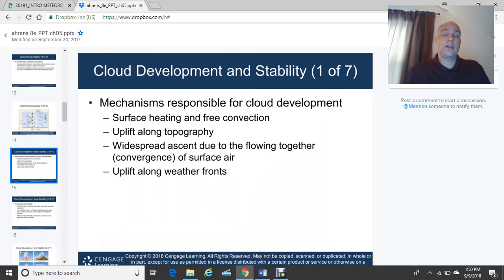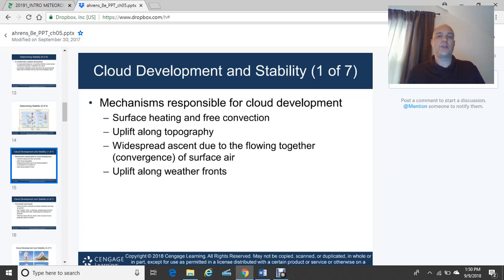All right. Now, cloud development and stability. Let's take a look at that. The mechanisms responsible for cloud development include surface heating and free convection, uplift along topography, or rising air up mountain slopes or mountainsides. That can result in cloud development.